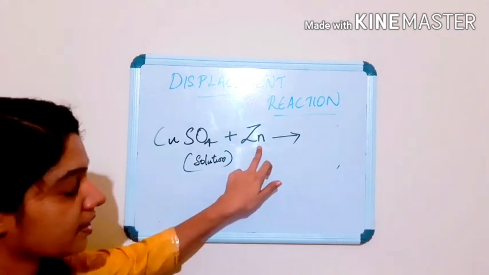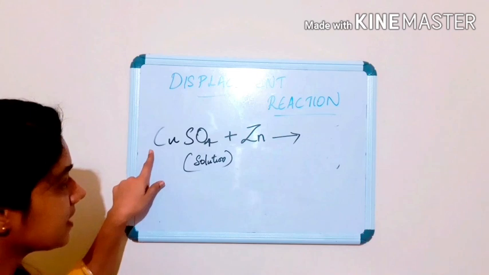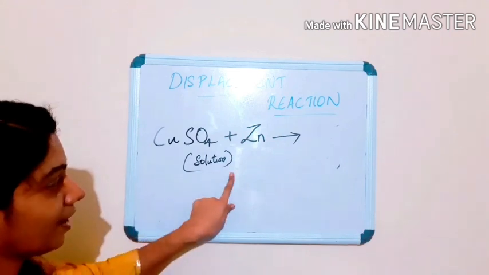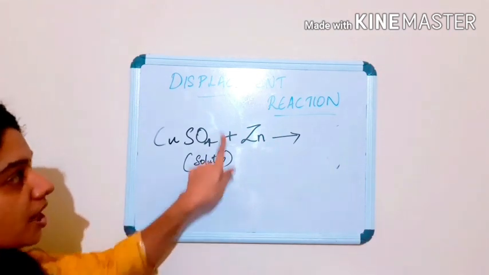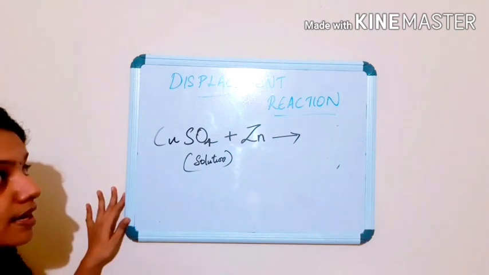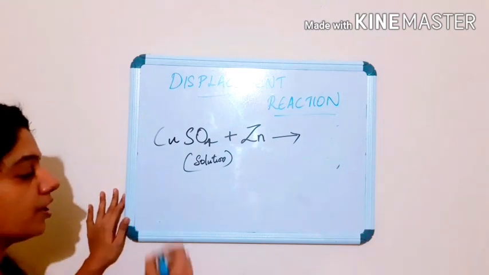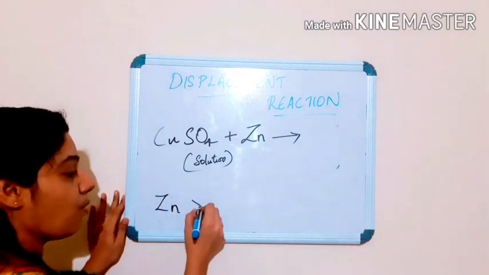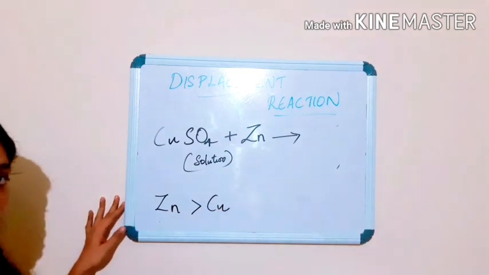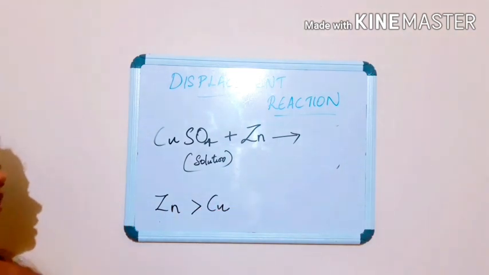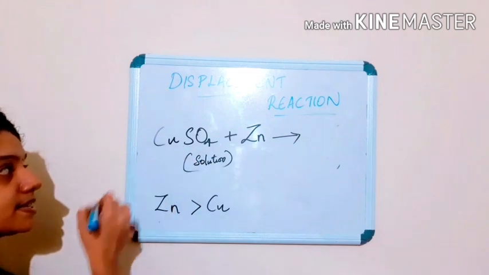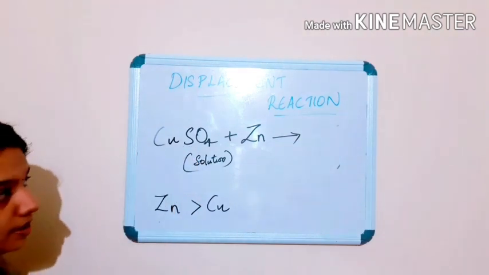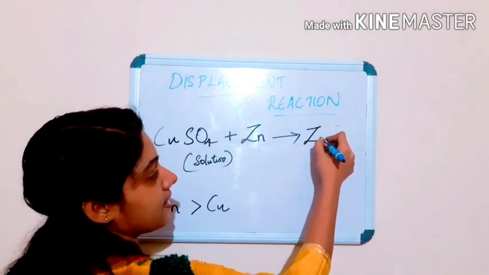That is another criterion for the displacement reaction. A more reactive metal will displace the less reactive metal from its solution. Such a reaction we call a displacement reaction. We know that zinc is more reactive than copper, so zinc can displace copper from its solution and will form zinc sulfate.